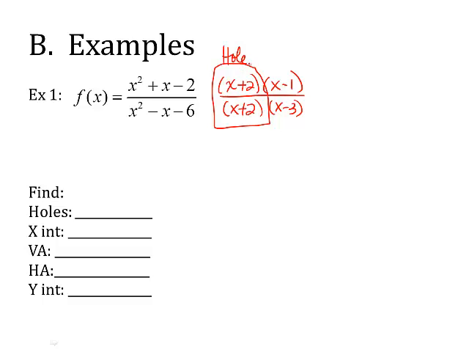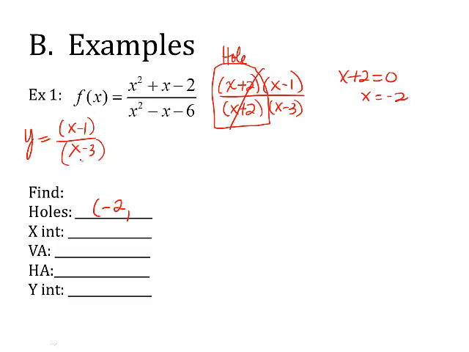Okay? Now to find the x, y coordinate for the hole, I take that factor, set it equal to 0, and solve it for x. So I know the hole has an x coordinate of negative 2. Now, my equation is simplified. That goes away, and the equation is x minus 1 over x minus 3. And that's what I focus on the rest of the time.